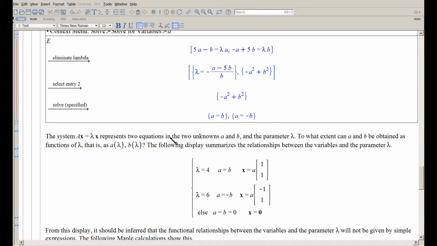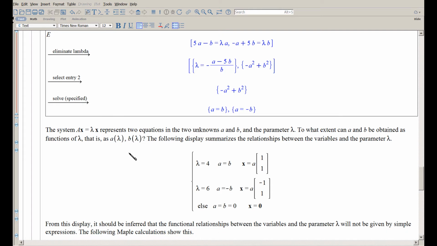So keep thinking about this. Ax equals lambda x. That represents two equations. There are two unknowns, a and b, and you have this parameter lambda. What would be really wonderful if you could do it, because you could do it for inhomogeneous equations, nonlinear equations, you could get a and b as functions of lambda, and then you could see what effect lambda has on a and b. How close can we come to that?